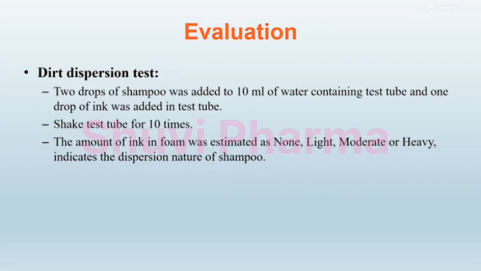Dispersion test. So in this, 2 drops of shampoo were added to a test tube containing 10 ml of water, and 1 drop of ink was added in the test tube. Then it was shaken 10 times. Then the amount of ink in the foam was estimated as none, light, moderate, or heavy, which indicates the dispersion nature of the shampoo.